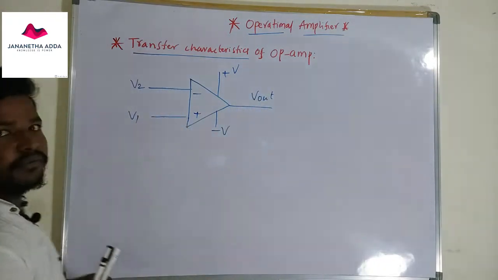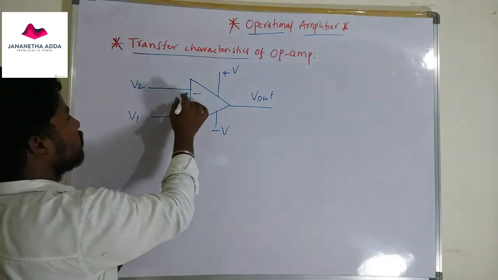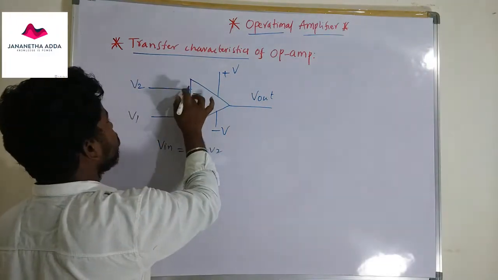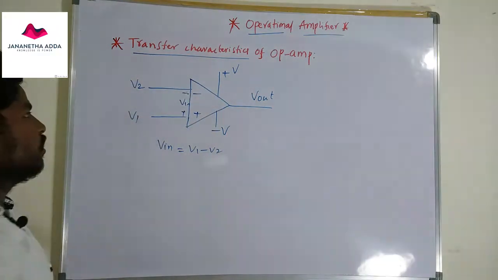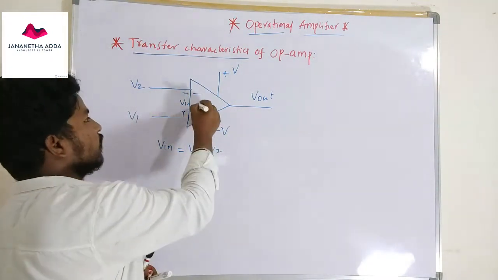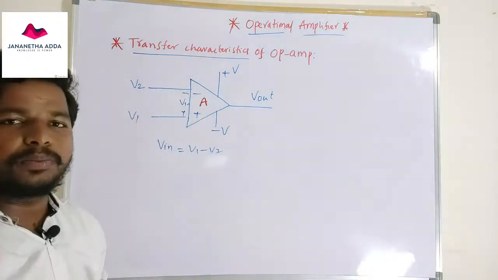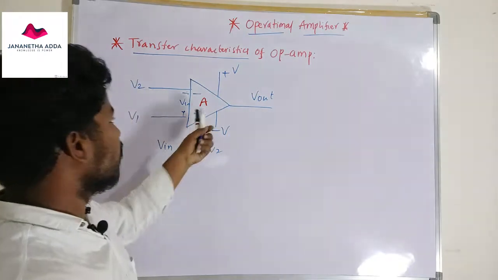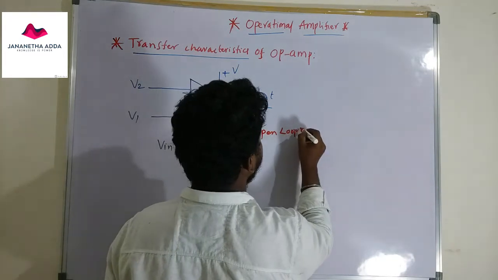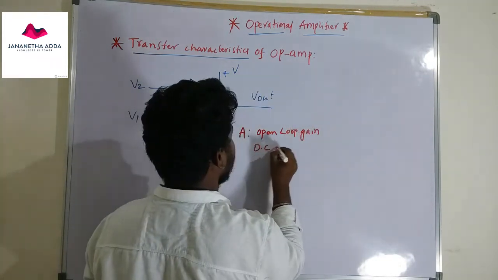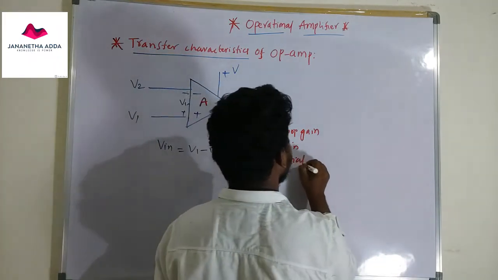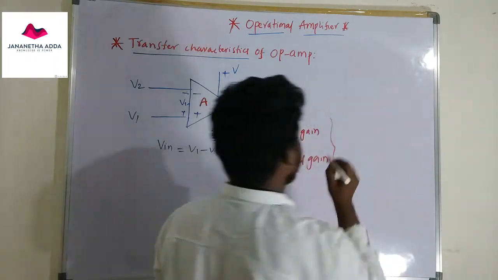So this is a differential amplifier which senses the differential input, where V input is nothing but V1 minus V2. The operational amplifier only senses the difference between the two inputs and multiplies it by a gain of A, where A is called the open loop gain, which is also called the DC gain, or the differential gain. It can be called by any of these names based on the situation.